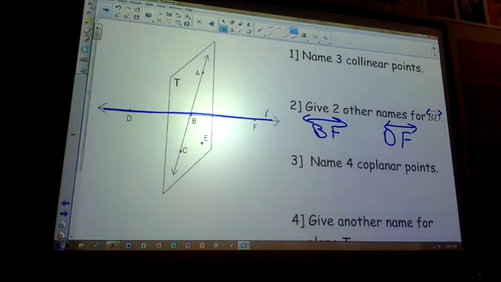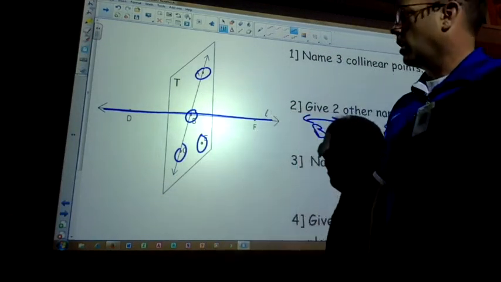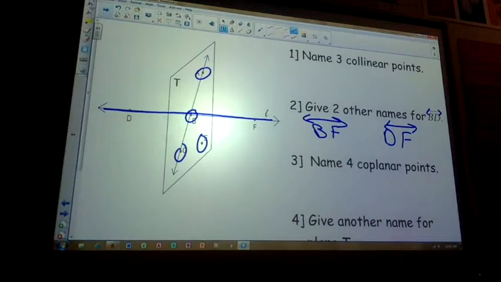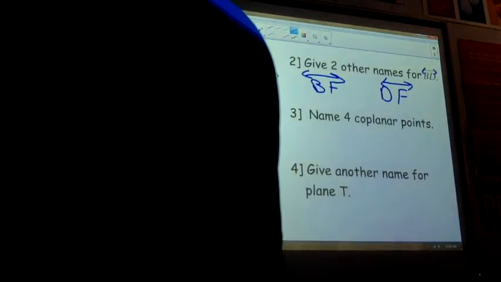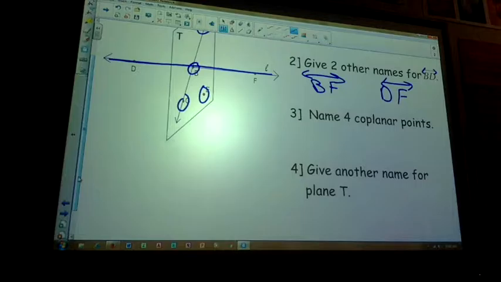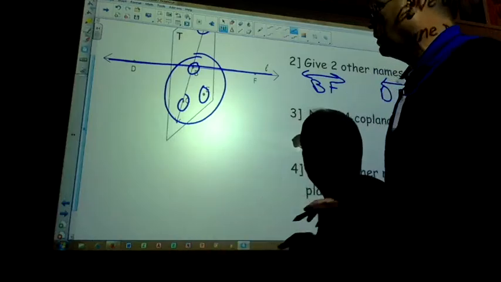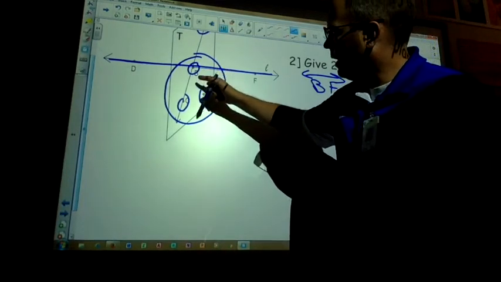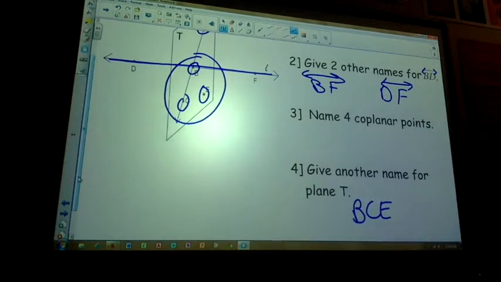Name 4 coplanar points. So here, here, here, and here are on the same plane. Now it appears that that line is lying on that plane as well. So those are 4 coplanar points. Give another name for plane T. For plane T, I need to use 3 points that are not collinear. Is that B, C, and E? So B, C, and E in whatever order I want are another name for plane T.